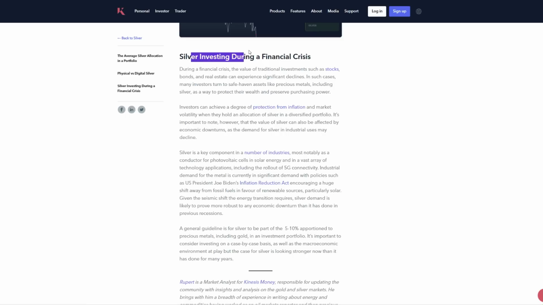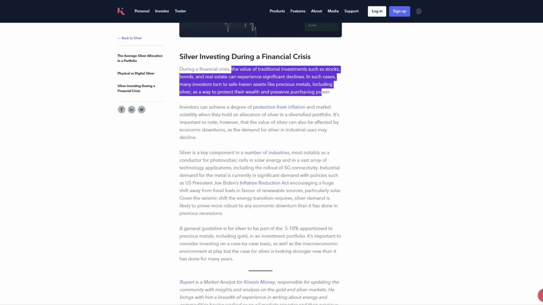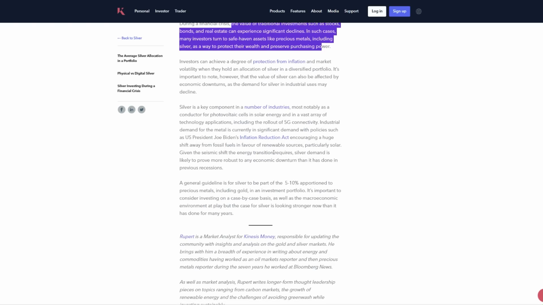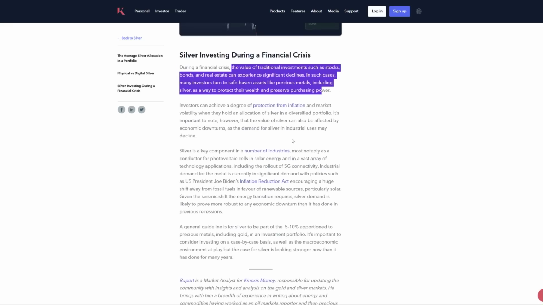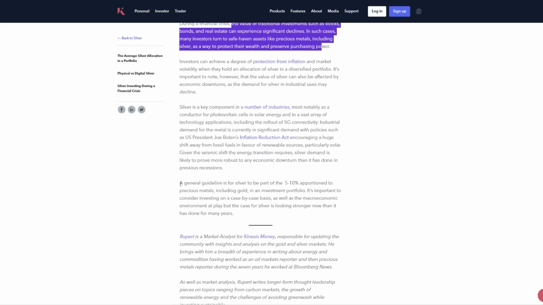Now, silver investing during a financial crisis. During a financial crisis, the value of traditional investments such as stocks, bonds, and real estate can experience significant declines. In such cases, many investors turn to safe havens like precious metals, including silver, as a way to protect their wealth and preserve purchasing power, of course. I'm not going to explain why, but they go down here.